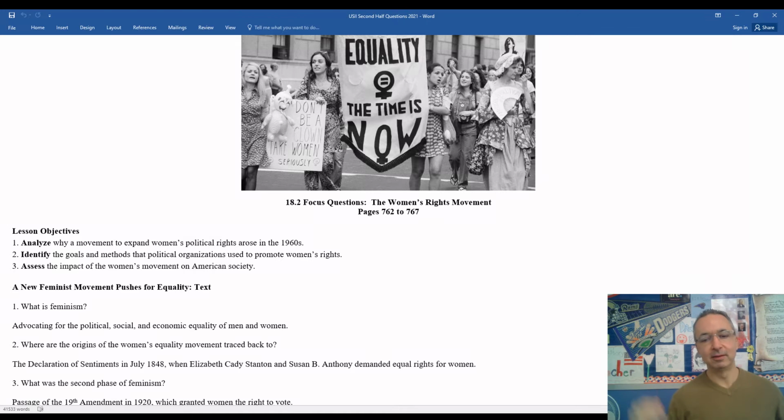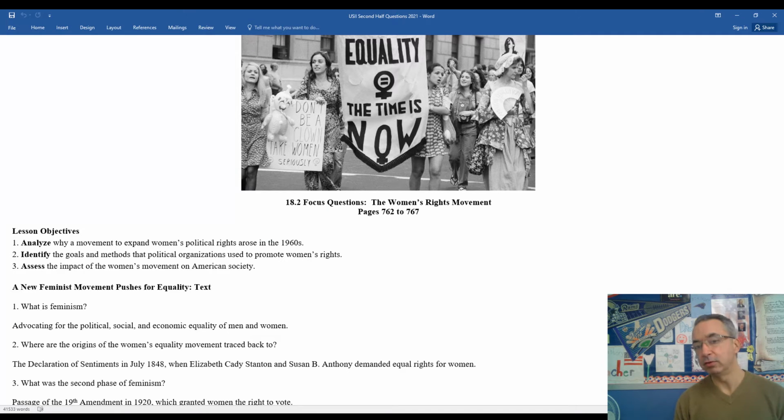Mr. Clarke's back. Time to take a look at 18.2, the women's rights movement. Some of the objectives we'll be looking at in this particular section: we'll analyze why a movement to expand women's political rights arose in the 1960s. You could also reflect as to why it took so long. We'll identify the goals and methods that political organizations use to promote women's rights. We'll assess the impact of the women's movement on American society.